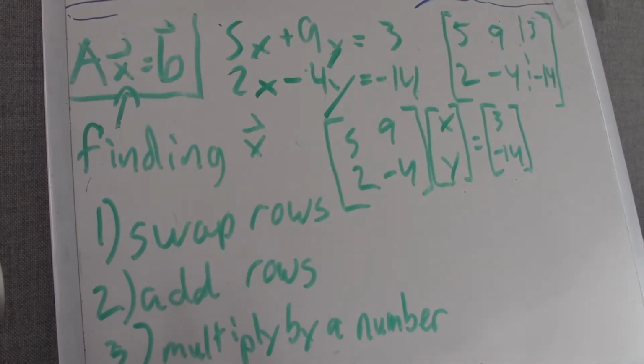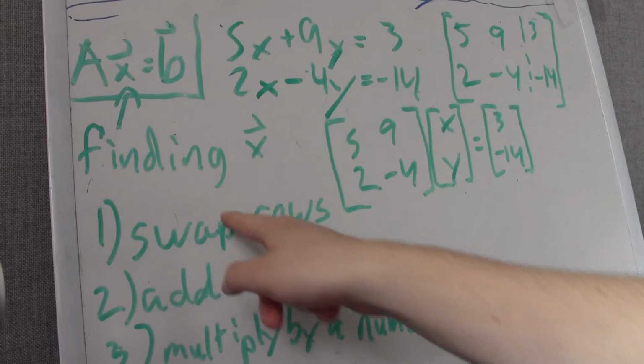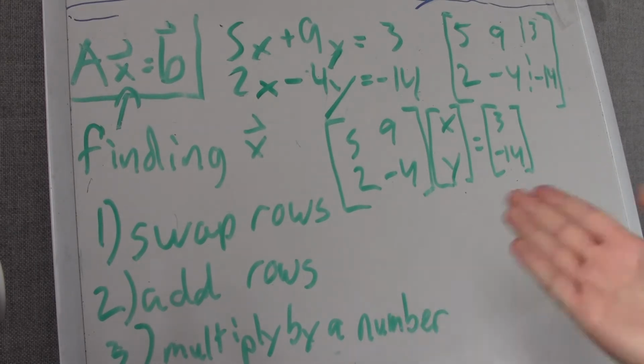Today I'm going to go over what's called row operations, or what I like to call it, finding x. Because your normal equation comes in the form Ax equals b. If you have A and you have b, like here, then what you're solving for is x.